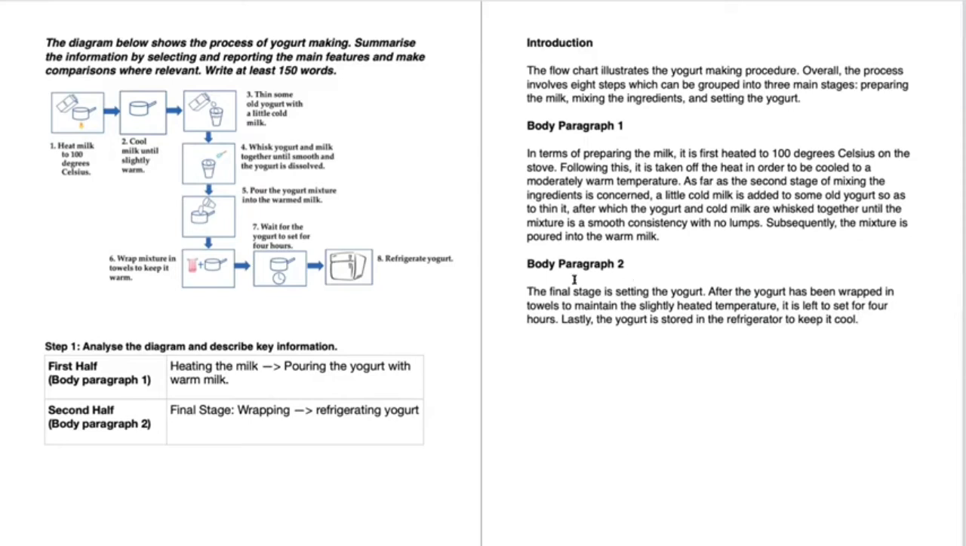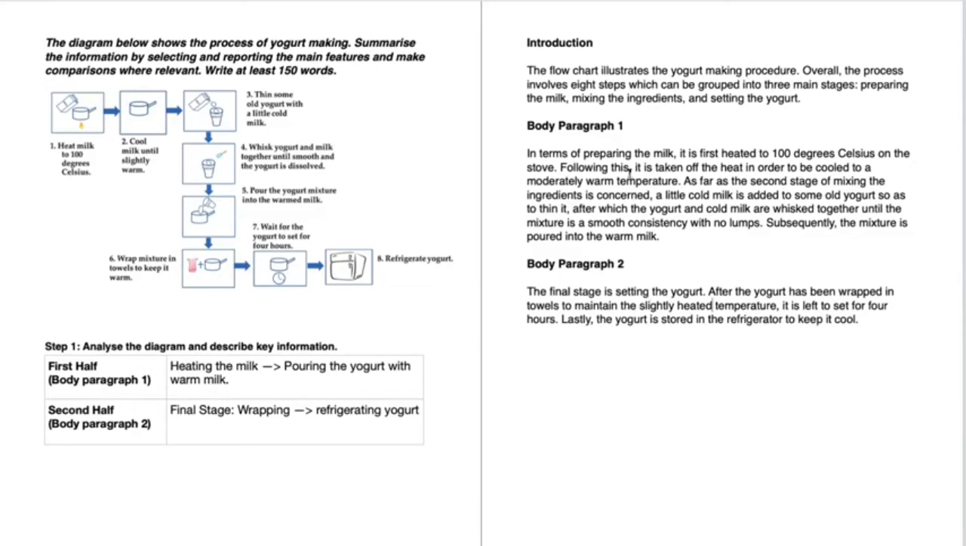So let's look at this body paragraph too. The final stage, like we said, is setting the yogurt. So I'm looking at step 6. After the yogurt has been wrapped in towels to maintain the slightly heated temperature, it is left to set for 4 hours. So notice how I have included 6 first and then 7, but I have used this nice word after. So I've sort of included both steps in one sentence. And then we see lastly, the yogurt is stored in the refrigerator to keep it cool. And of course, I've just added that again to keep it cool, even though we don't see it necessarily in our diagram.